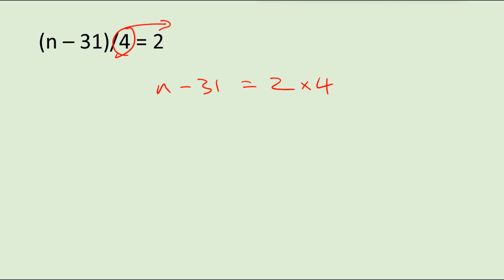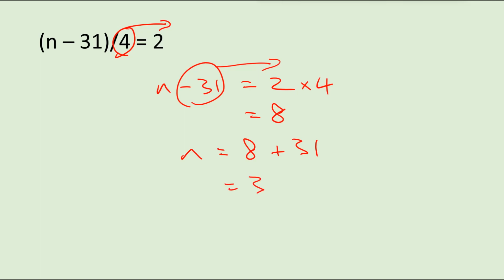But now we can get rid of that minus 31. Actually, we should probably say that 2 4s are 8. There we go. N minus 31 equals 8. Now we will grab that minus 31, take it across, and we have n equals 8 plus 31. So now we can see that n is equal to 39.